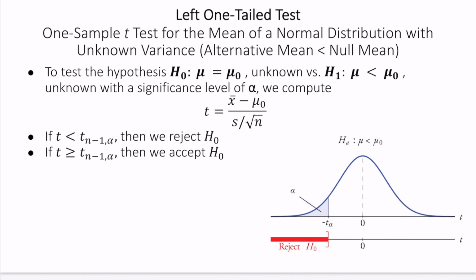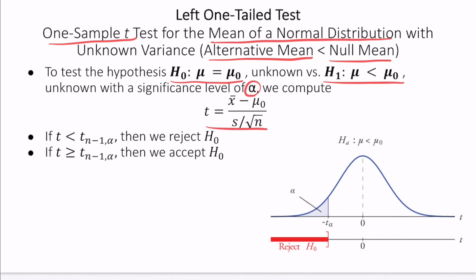So let's start with the first one, left one-tailed test, specifically one sample t-test. For the mean of a normal distribution with unknown variance, here the alternative mean, which is mu, is less than the null mean mu naught. To test the hypothesis, we have H naught, which is mu equal to mu naught, H1, which is mu less than mu naught, and we have a significance level alpha. Again, we use the general formula for t, which is x bar minus mu naught by s by root n. Now if that t value is less than the alpha value's t value, then we reject H naught. If it is greater than that, we accept H naught. So let's take into consideration the two values.